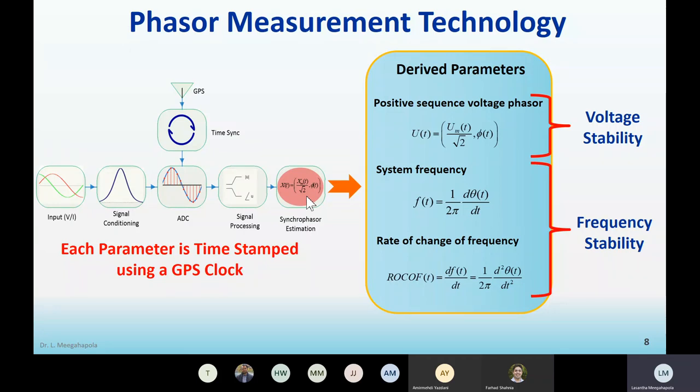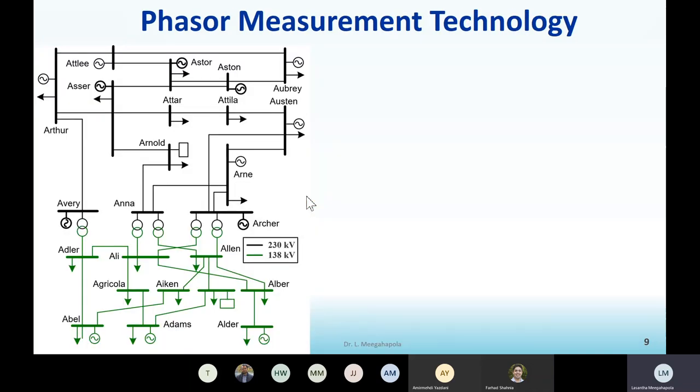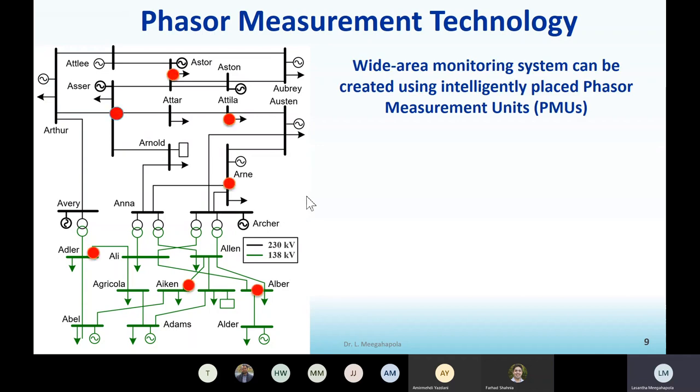If you look at how we can use this technology across a large network, here I have shown a test system. Usually we identify specific locations in the network. There are ways of identifying the specific critical nodes of the network.